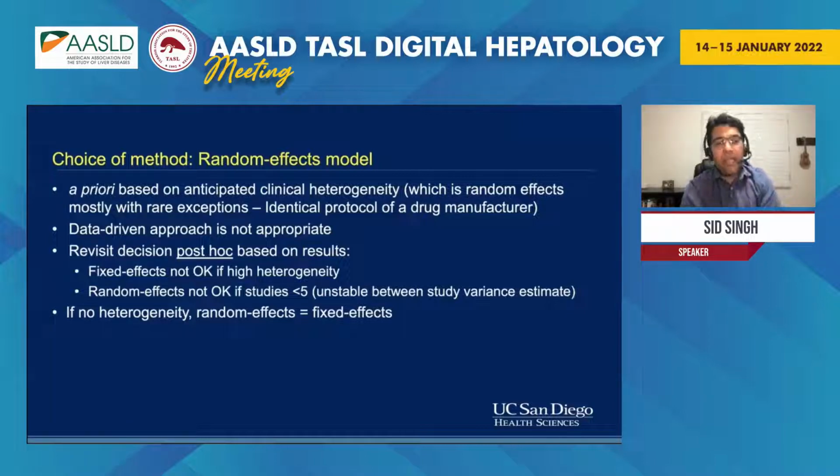Similarly, if you identify that there are less than 5 studies, and these studies are conceptually very similar to each other, then maybe using a random effects model may not be the best thing, because it can be an unstable between-study variance estimate, and in these instances a fixed effect model may be more appropriate. What you need to know is that in the absence of any statistical heterogeneity, the finding from a random effects model and a fixed effects model is identical.